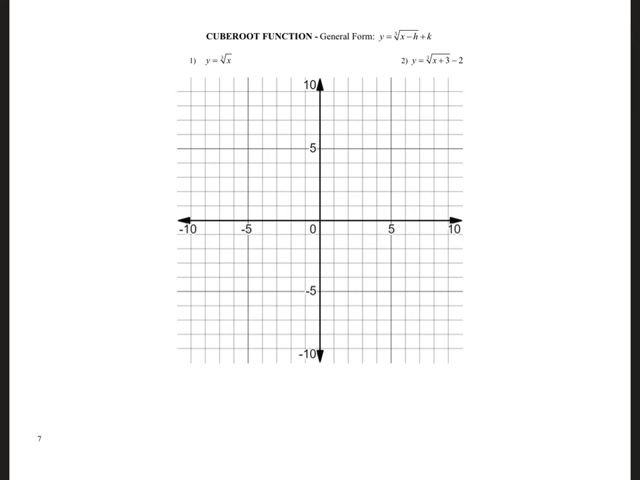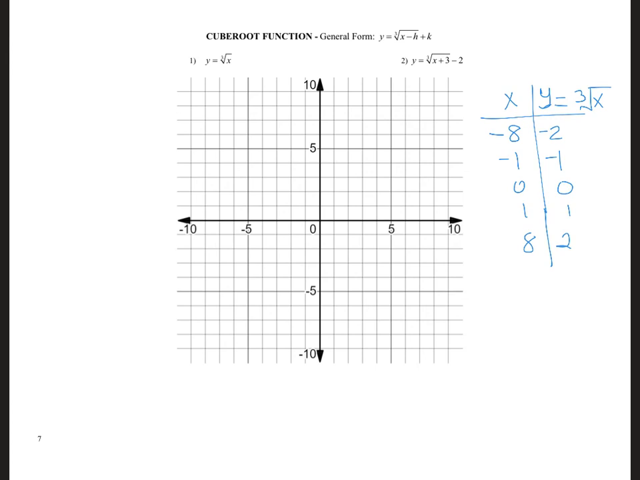Here we do the cube root function. And cube root functions are a little different. So let me make a table for the parent. So this is x, this is y, which is given by cube root of x. So I start with cube root of negative 8, which is negative 2, negative 1, which is negative 1, 0, 0, 1, 1, and 8 gives me 2. Again, I could use a calculator and use any other number, but I'll just use these ones.